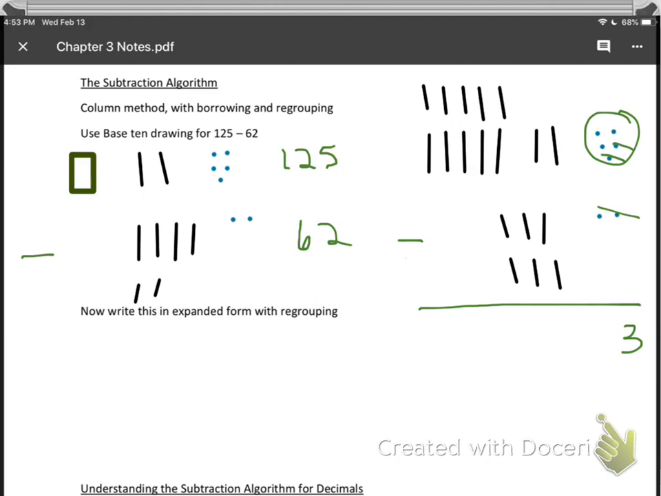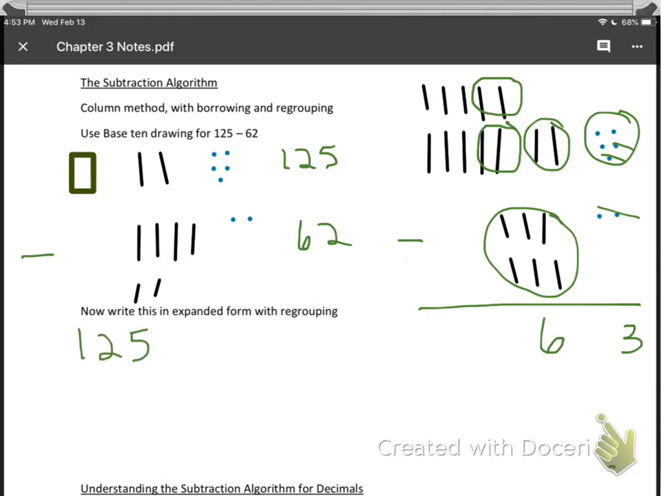Now I have my 10 10s plus 2 more, and I'm subtracting away 6. So I need to take these 6 away here. So if I take these, that's 2, 3, 4, 5, 6, I'm left with 1, 2, 3, 4, 5, 6, 6 tens, and my answer is 63.